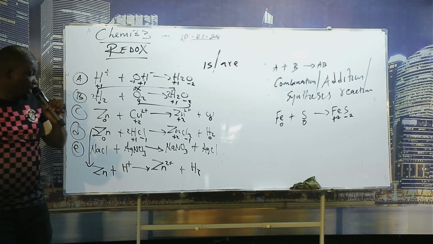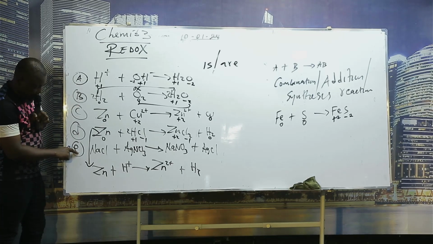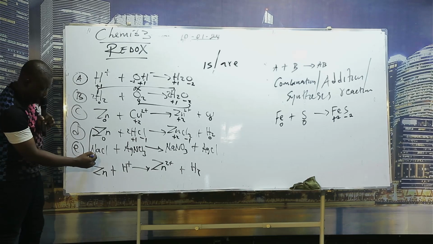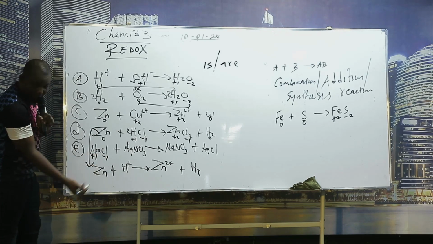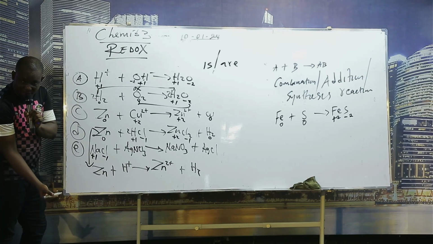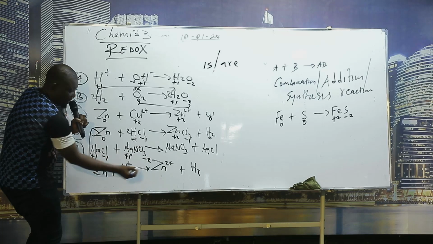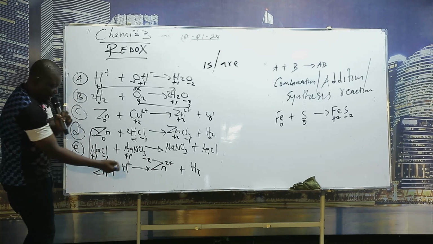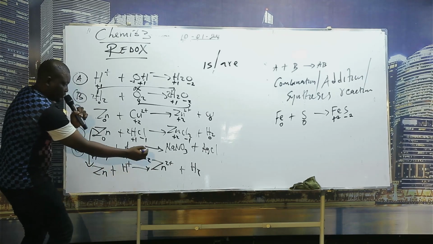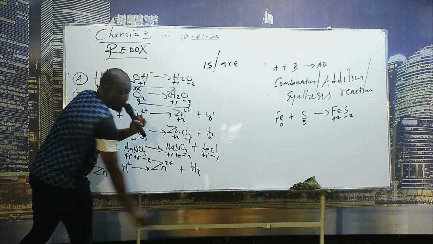Are you with me? Now the last option here is E. Sodium is in group 1, so it should be +1, -1. Silver is in group 1B, so those of you that were here with the periodic table know it is +1. O is -2. You can now find N, which will give us +5. So this is +1, -2, +5, +1, -1.